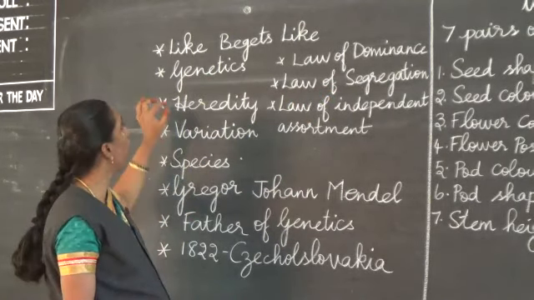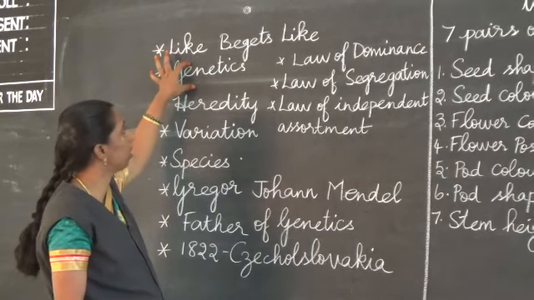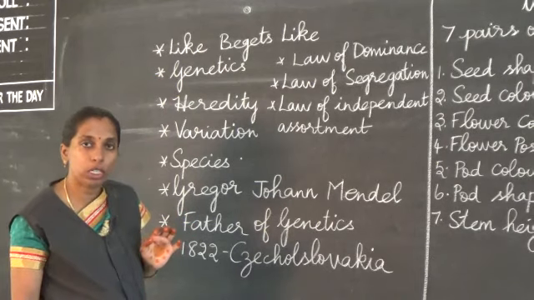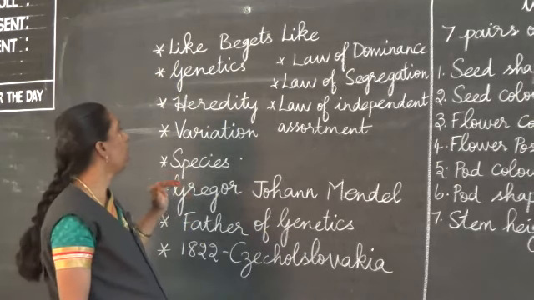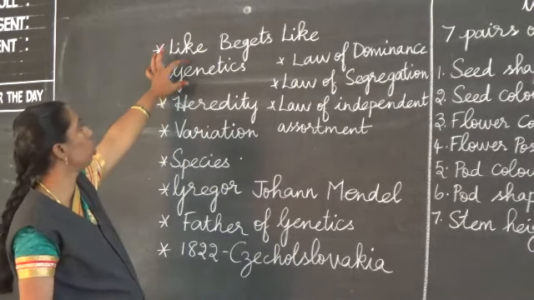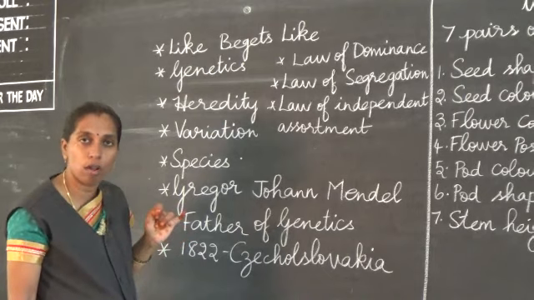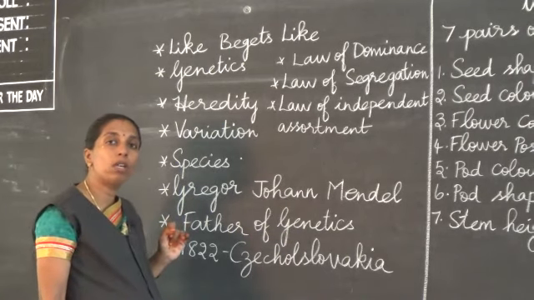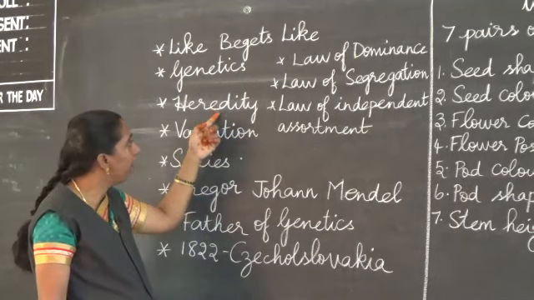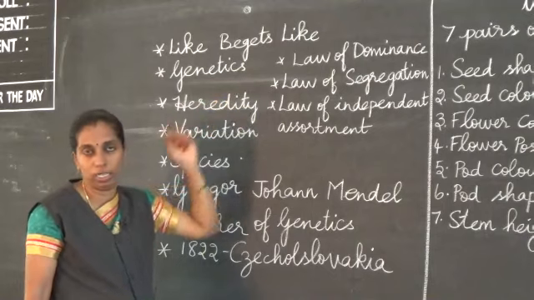The first one is genetics. What is genetics? Genetics is a branch of biology that deals with the study of heredity and variation. Studying about the structure of gene, the variations in the gene, about heredity and variation is called genetics.